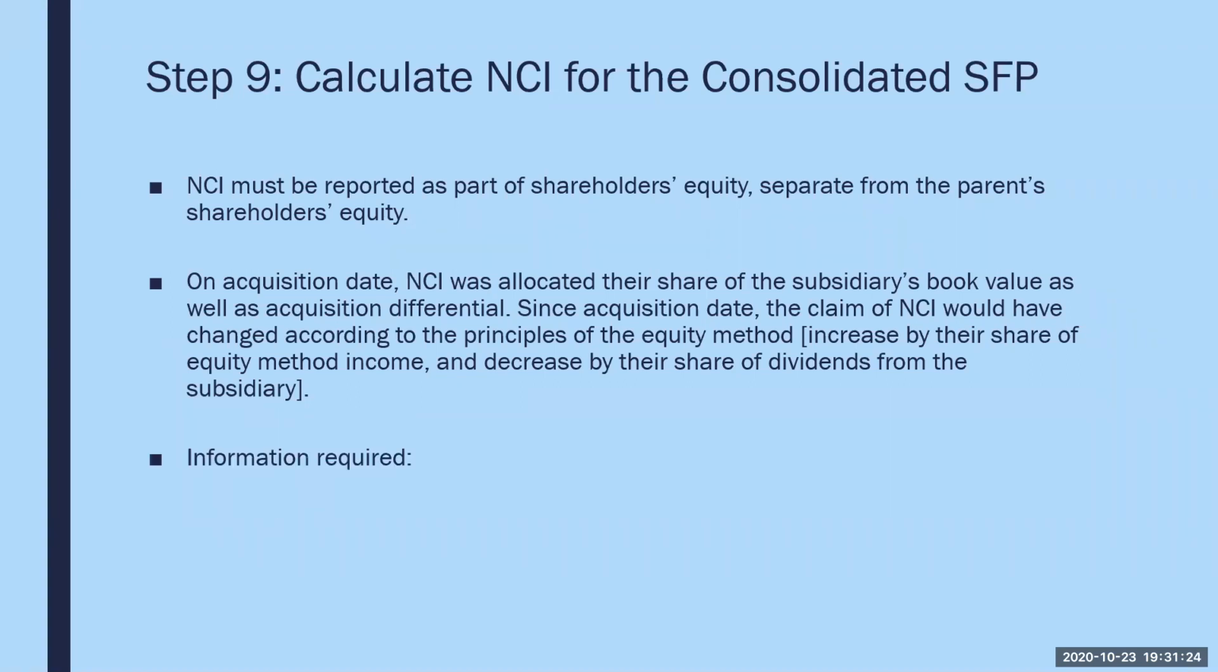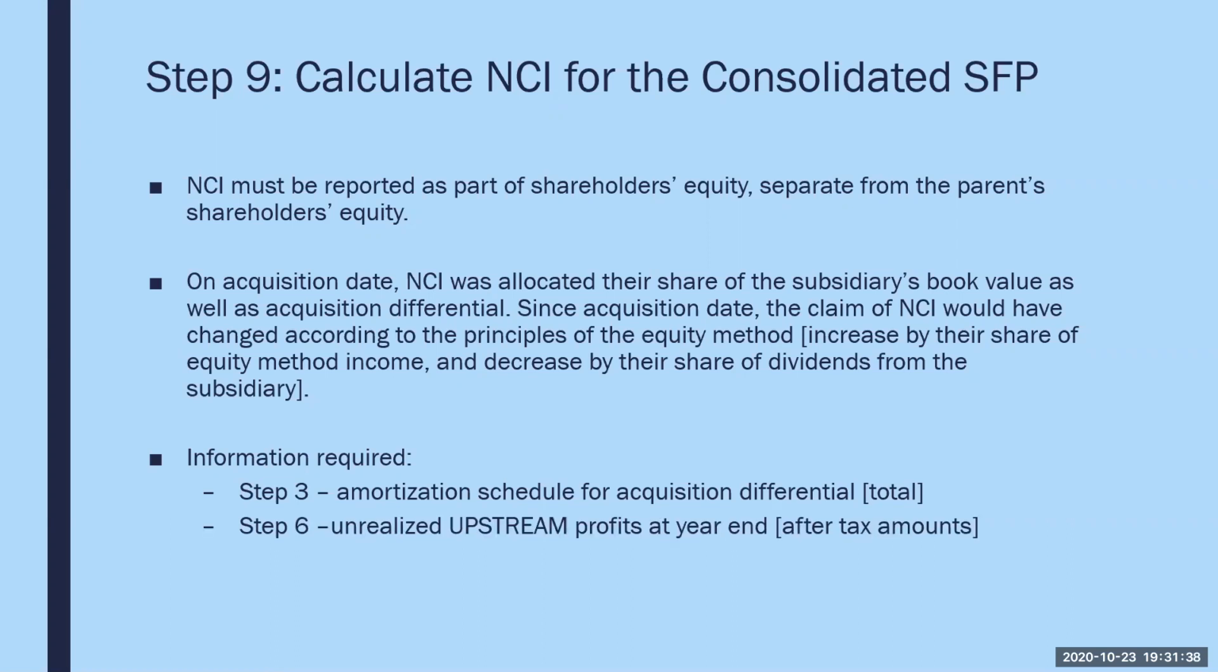Where do we get the information necessary for that? Other than, of course, the standalone balance sheets, we also pull information from step 3, the amortization schedule, and step 6, only the upstream profits, though. We only pick up the upstream profits for this purpose.